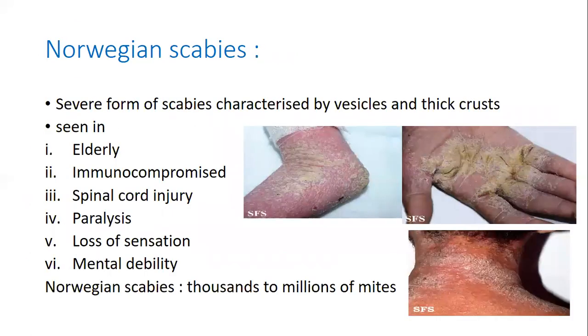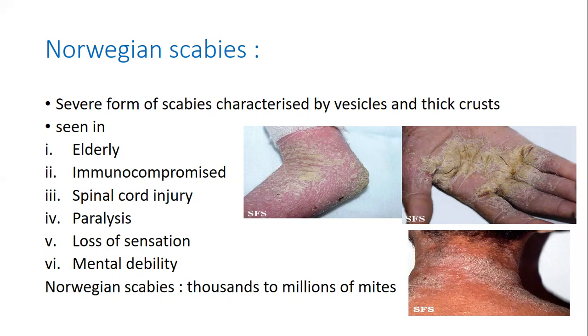Next is Norwegian scabies. This is the severe form of scabies characterized by vesicles and thick crust caused by superinfestation of the mite. Diffuse proliferation of mites is seen, characterized by hyperkeratosis and crusting of the skin. Early recognition and treatment is needed to avoid any outbreak. It is commonly seen in the elderly, immunocompromised individuals, or those with altered host response, so the allergic reaction and itching will be absent in Norwegian scabies. It is seen in conditions like spinal cord injury, paralysis, loss of sensation, and mental debility.